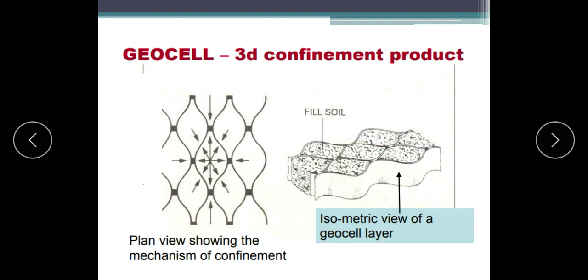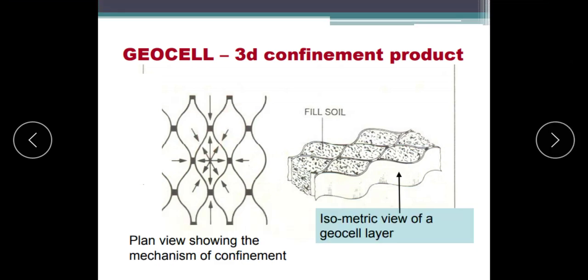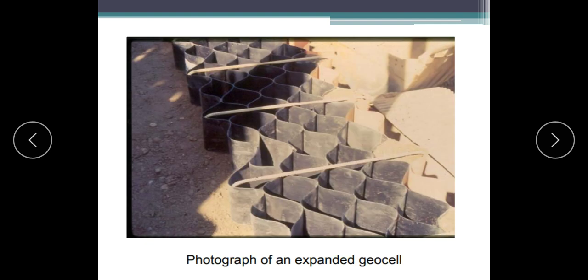Then we have GEOCELL, which is a 3D confinement product. A plan view has been shown there. Whenever we fill the GEOCELL with soil or aggregate material and apply a load, there will be 3D confinement, which increases the load carrying capacity and also the load spreading capacity. This is an isometric view, and this is a photograph of an expanded GEOCELL.